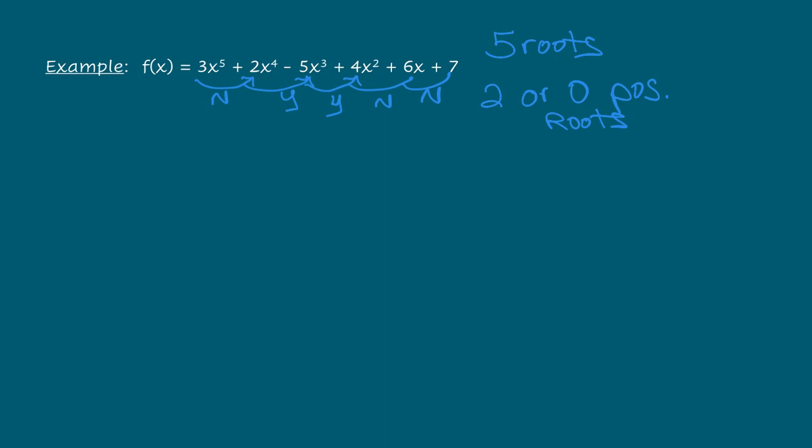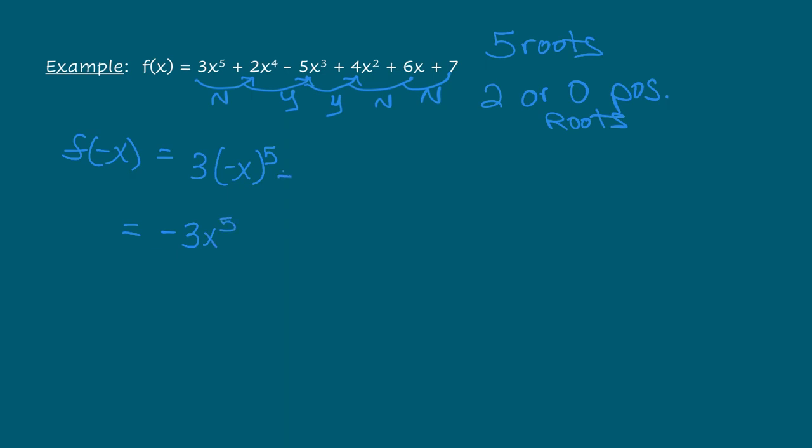Next, let's look for the negative roots, and to do that I'm going to need to plug in negative x and evaluate at negative x. So f of negative x would be 3 times negative x to the 5th. So I'm just going to go ahead and drop that down. I know that's going to be negative 3x to the 5th.